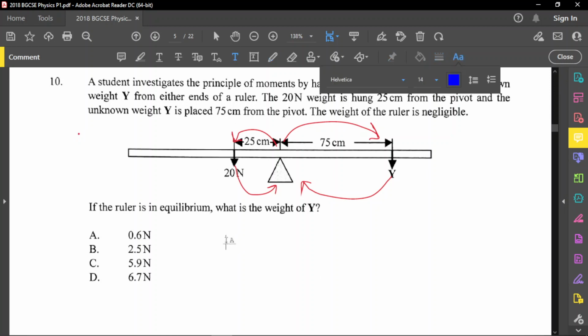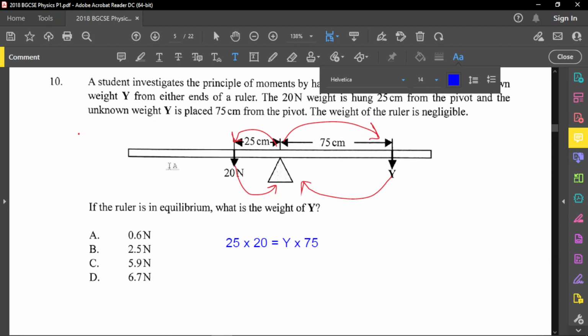So based on this, we can say 25 centimeters multiplied by 20 newtons is equal to the moment of y. We don't know what y is, so let's say y multiplied by 75 centimeters. All right, so we can work it out like that.